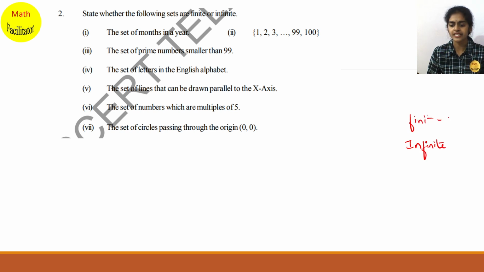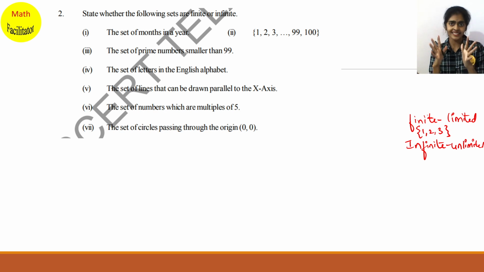Finite means limited. Whenever there are a limited number of elements in the set, you call it a finite set. Whenever there are unlimited elements in the set, you call it infinite. For example, suppose 1, 2, 3. This is a finite set. You have only 3 elements, 1, 2, 3 in the set.